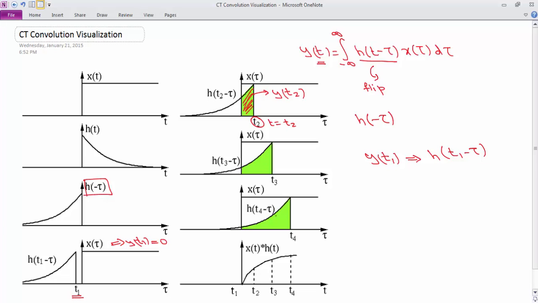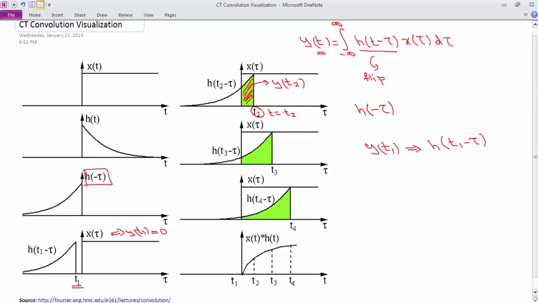And similarly, you can do it for t3, t4, and then you just plot it for every possible value of t1, t2, t3, and this is what you get, y of t. So this is what your convolution will look like. This is just a graphical representation of what the convolution mathematically means. You can also use the other formula where h is fixed and x is flipped and either shifted to the left or to the right, depending upon the value of t.